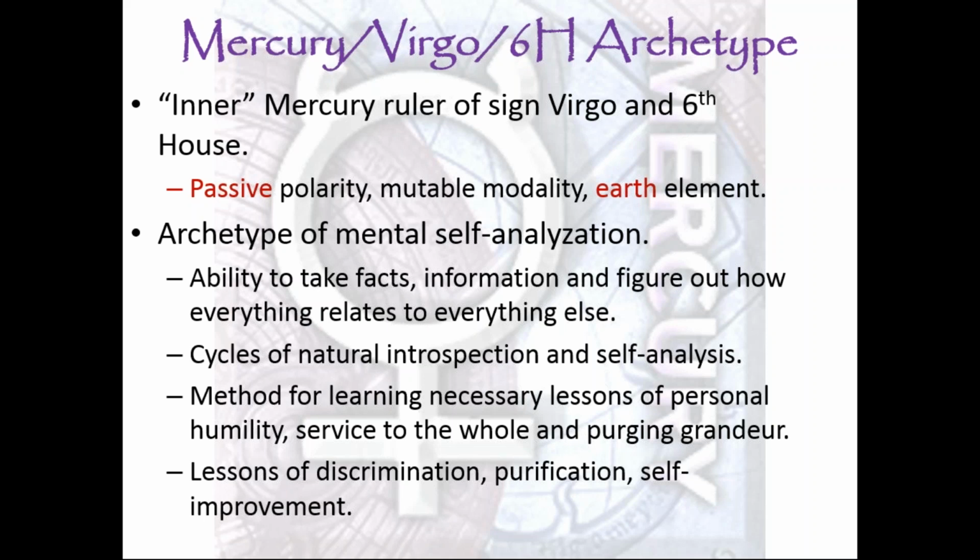Virgo 6 is that process by which we do that. And so this mental self-analyzation is going to bring natural cycles of introspection. And of course, when we turn inward into ourself, what are we doing? We're analyzing ourself. Who am I? And how am I compared to this person or that situation? It becomes a natural method for learning lessons of personal humility, service to the whole, and purging the grandeur that came from the Leo fifth house archetype that came before Virgo in the sixth.